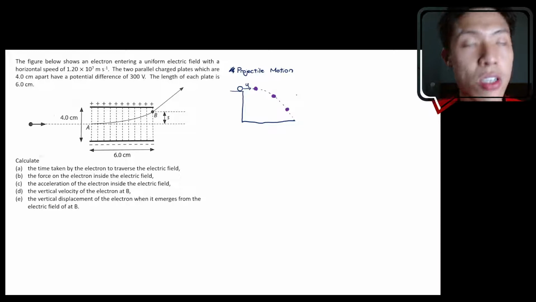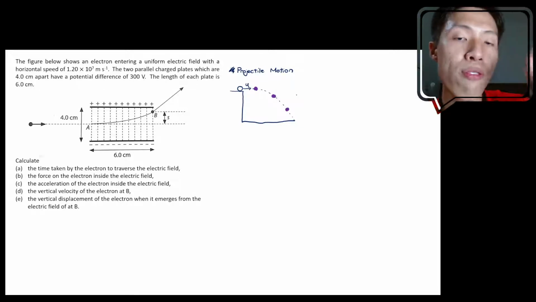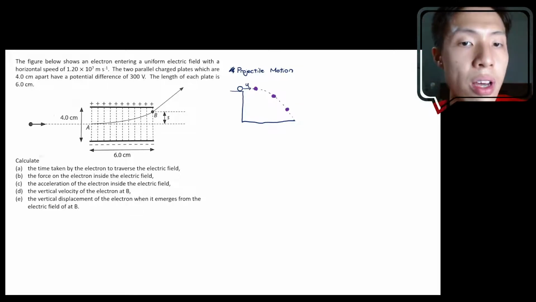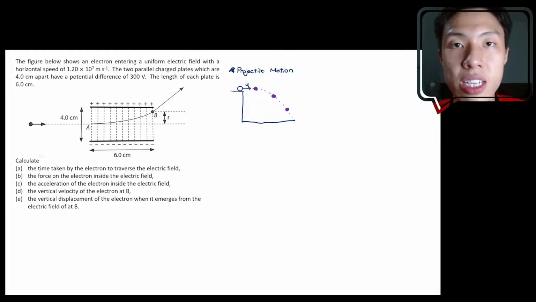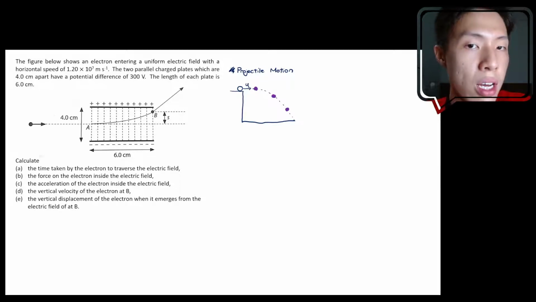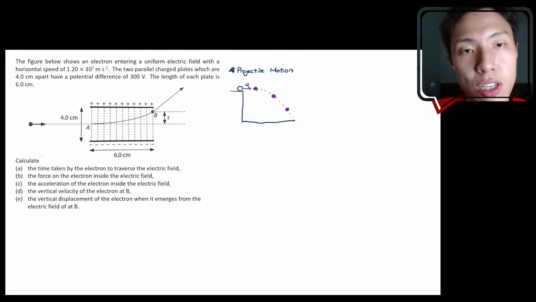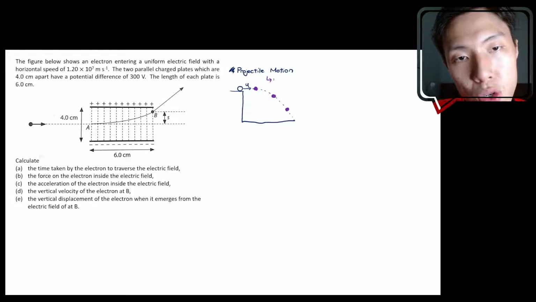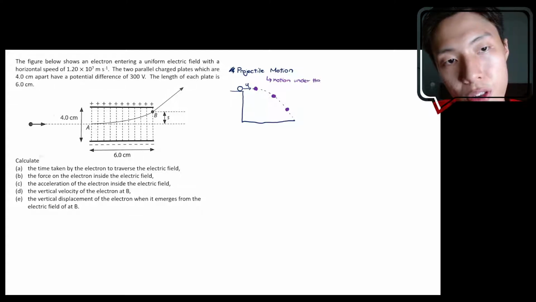You notice that throughout the motion here, the only force acting on the ball is the gravitational force, or the weight. There's only the weight acting on the ball over here. That's why I call it projectile motion under the influence of gravity only.